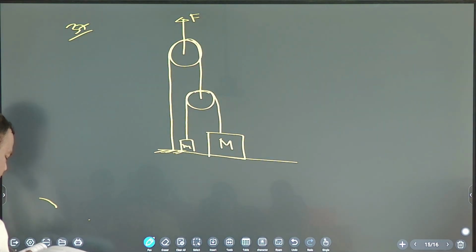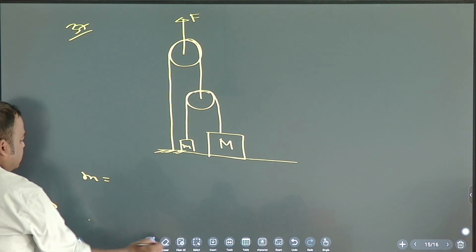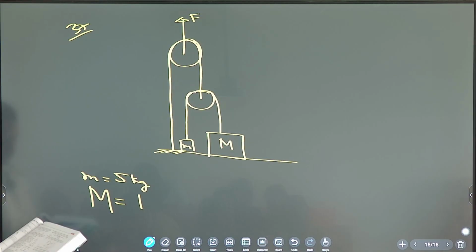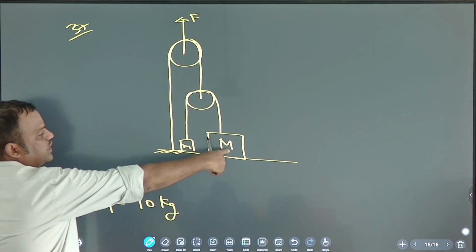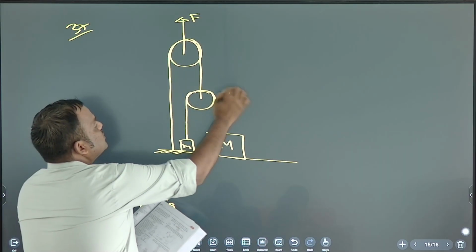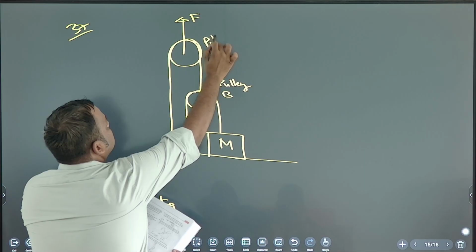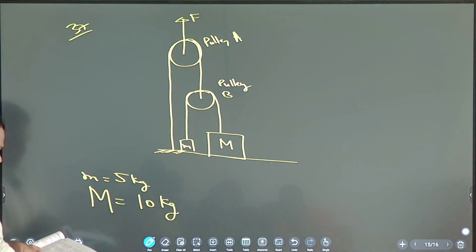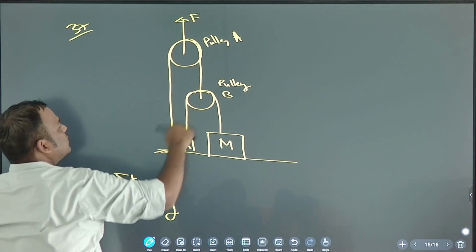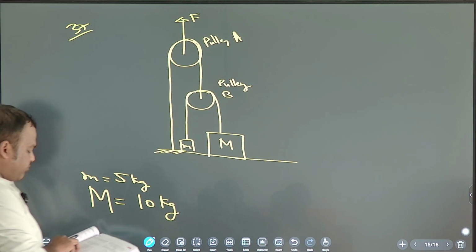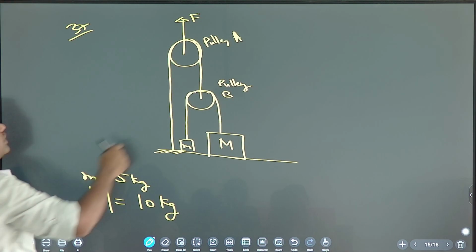Two blocks, 5 kg and 10 kg. Small m is 5 kg, capital M is 10 kg, connected by a string passing over pulley B. This is pulley B, and this is pulley A. Another string connects the center of B, passing over pulley A. Upward force F is applied at the center of A.